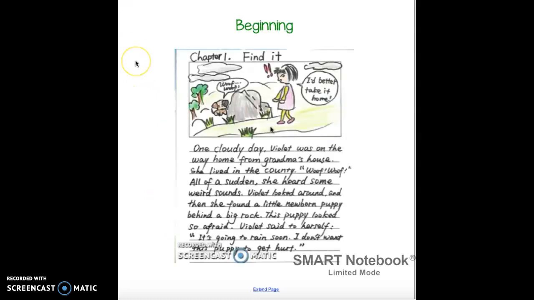So yesterday we started writing this realistic fiction story. So I'm going to reread it so I could remember what I wrote yesterday.